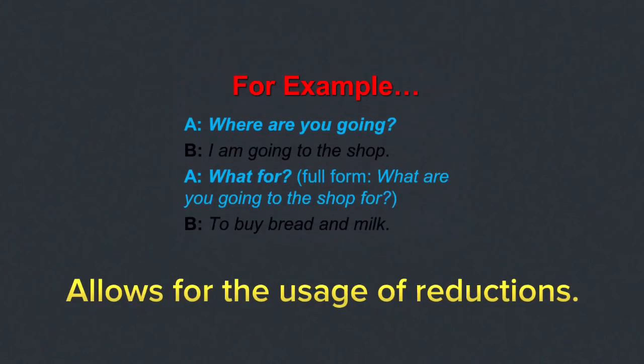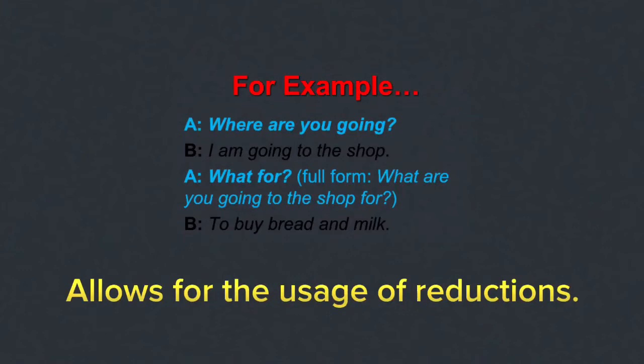One of my favorite parts of follow-up questions is that we often use reduced forms of these WH questions. We use them in conversation because the speaker and listener know what they're talking about already. So for example, you might say, "Hey, where are you going?" They would answer, "I'm going to the shop." "What for?" "To buy bread and milk."